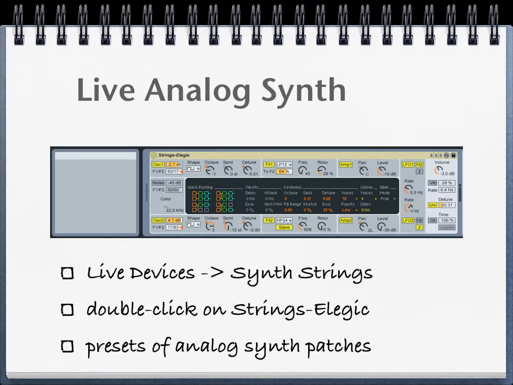When you want to bring up the analog synthesizer, all you need to do is go to Live Devices and click on any of the folders that have the word synth in front. For example, if you go to Live Devices, click on synth strings, and you see all types of synth strings. So you can click on one of them, like strings elegic, and then you get what's shown in this slide. And these are presets of analog synthesizer patches, all using Ableton's analog synthesizer.